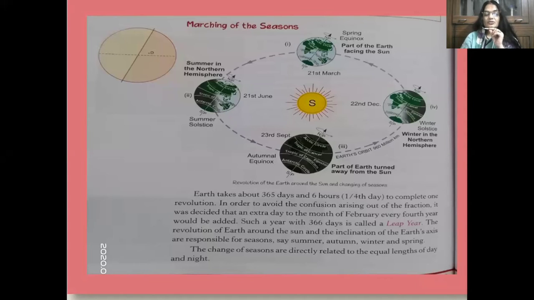The direction of the rotation is west to east. How does rotation take place? It moves from west to east. It is because of this direction of the movement that the sun seems to rise in the east and set in the west. What is the direction of the rotation of the earth? It is west to east. Why is it so? It is because of the direction of the movement that the sun seems to rise in the east and set in the west.